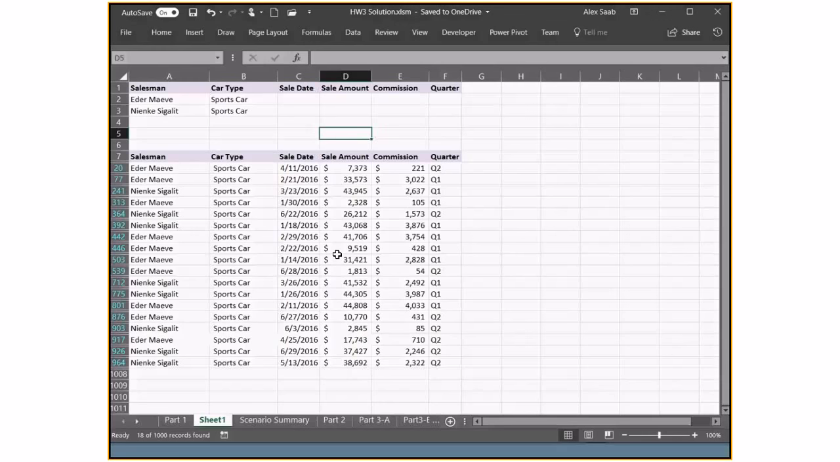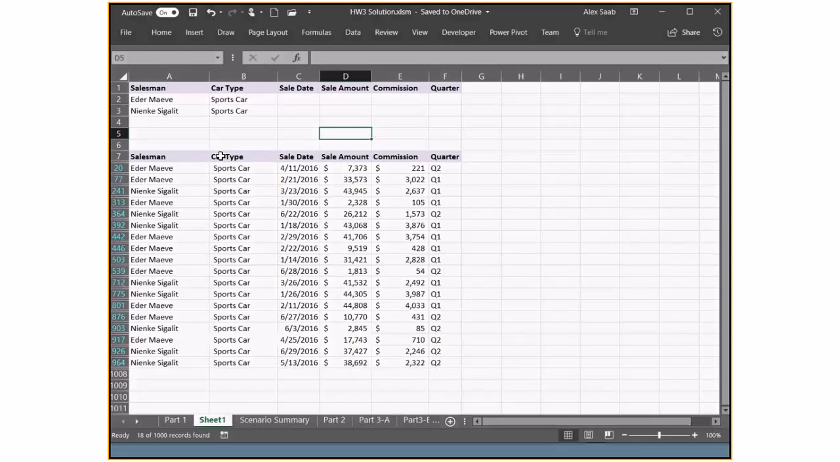But maybe I want to exclude the case of sports cars sold by other salesmen. I want sports cars only sold by these two salesmen. Yeah, you can do that. But in this case, you should start with the second one. You need to tweak the sale date. You kind of go from the second one to the first one, otherwise it's not going to work.